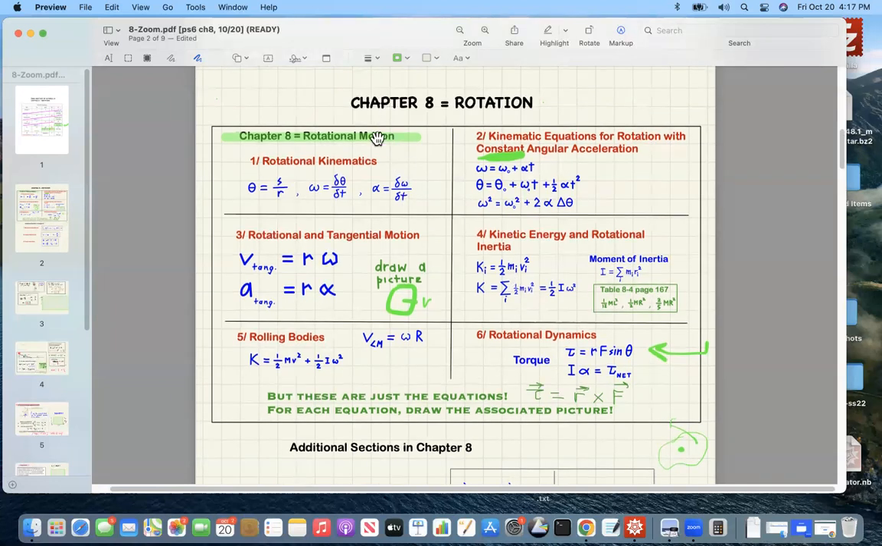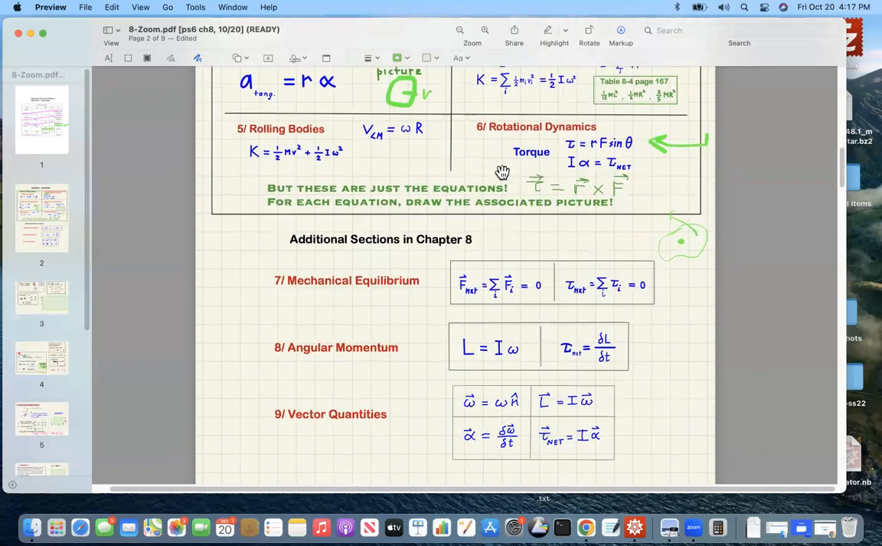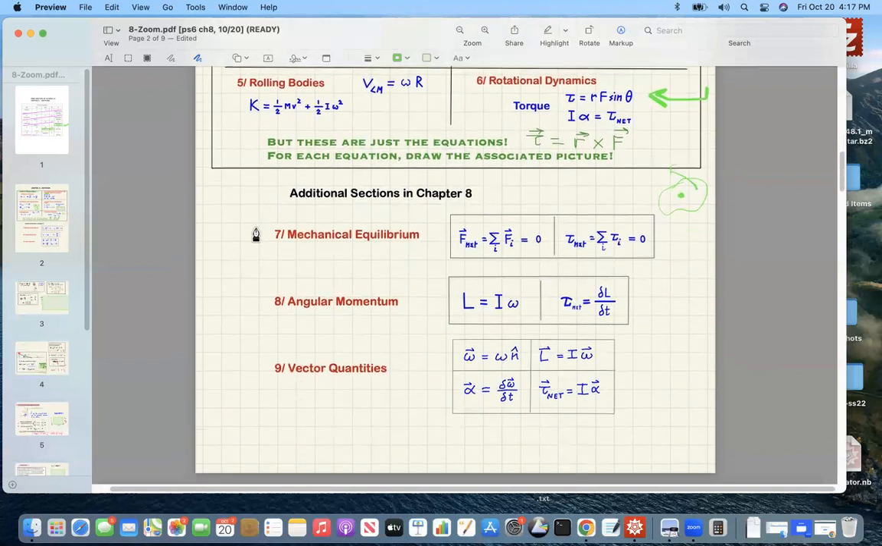And you're going to need those kind of notes for the exam, which is coming up next week. All right, well, those are 6 sections. Then there are 3 more sections.